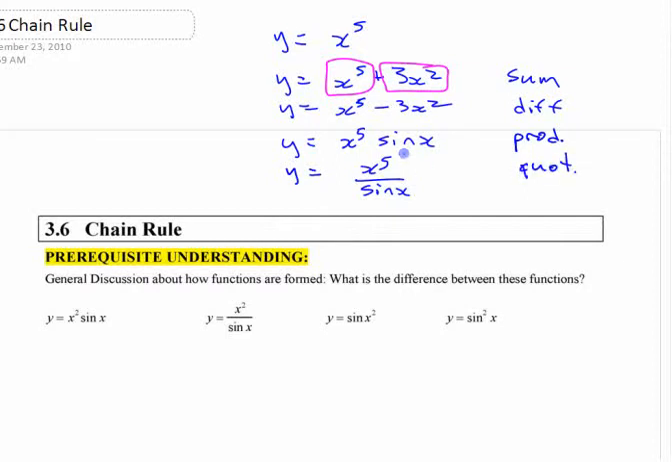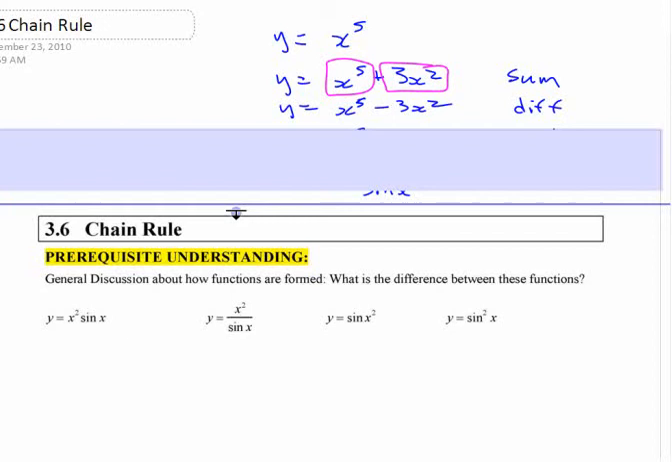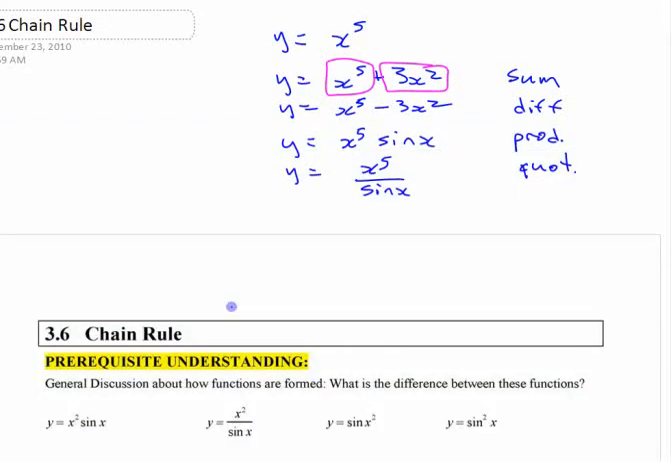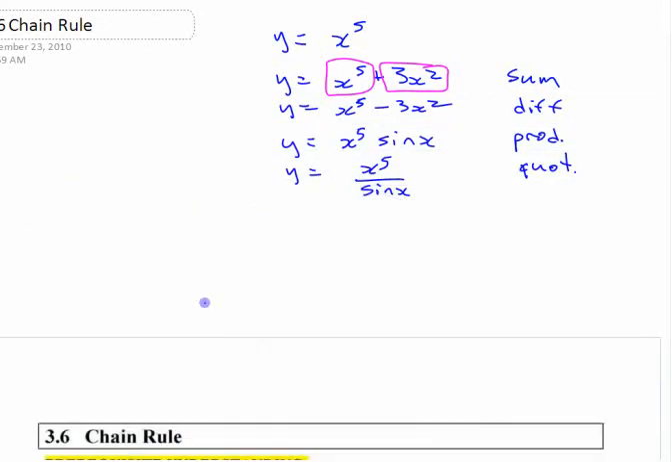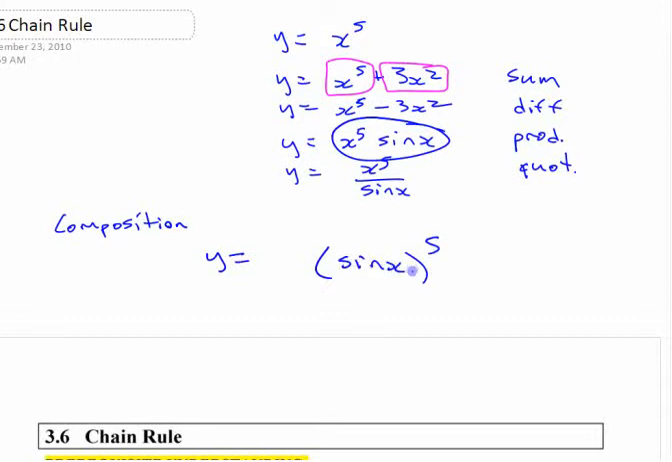But what we haven't done yet is the composition of two functions. Okay, we've looked at the limit of compositions and things like that, but we haven't done the composition of two functions. So composition meaning, here we have x to the fifth times sine x. We haven't done a function that is something to the fifth, but the something is sine x. This is sine x to the fifth, or we could do x to the fifth and then the sine of that. Okay, composition of functions.